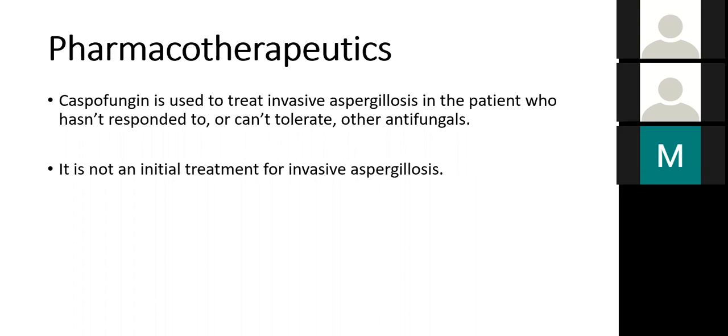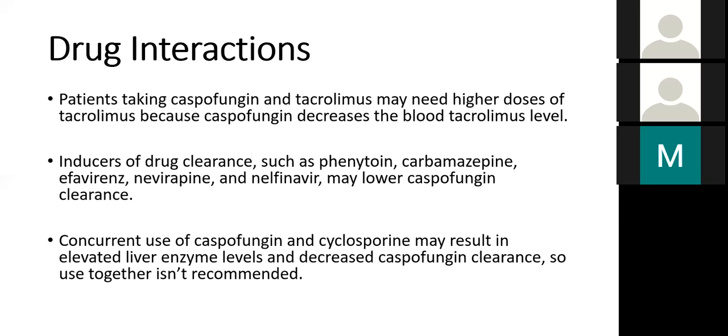So what happens is that caspofungin is used to treat invasive aspergillosis, and it is not the initial treatment. It is usually used as a second line. And if you are giving caspofungin with tacrolimus, you may need to give higher doses of tacrolimus. So tacrolimus is a medication that is used as an immunomodulator.